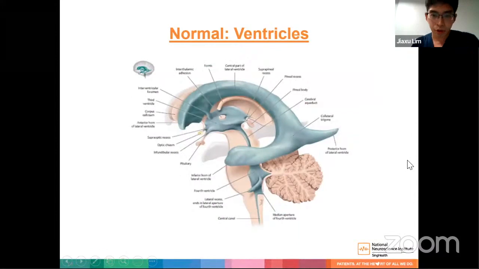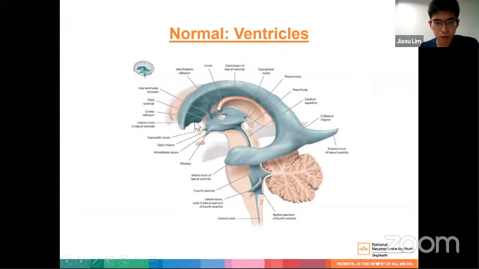So very quickly about the ventricles, right? There are two lateral ventricles, one on the left, one on the right. We have anterior here, we have posterior over here. Anterior to the Monro is the frontal horns, posterior to the Monro is the body of the lateral ventricle. This leads us into the atrium, which is in continuity with the body, the occipital, as well as the temporal horns.